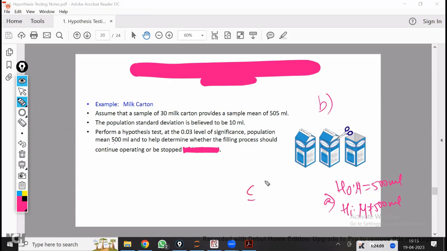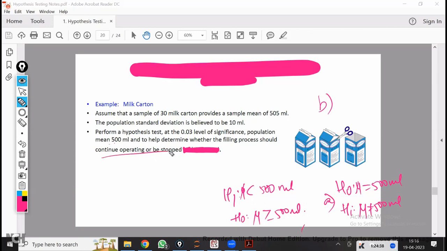Mu less than 500 is alternate. Mu greater than or equal to 500 ml is null. Right? This is the one. Now, why have you told that one? The reason?